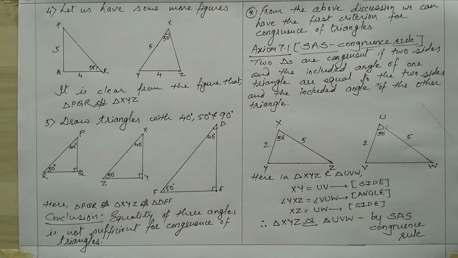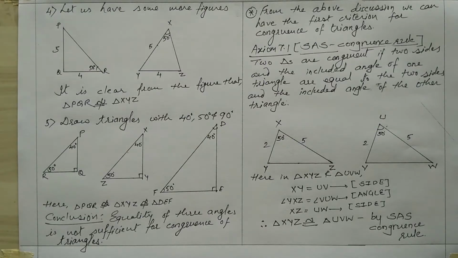Okay, let us have one more figure. Draw triangles with 40 degrees, 50 degrees and 90 degrees. You can see the angles are same in these 3 triangles, but then also you cannot say these 3 triangles are congruent. So what we can say, equality of 3 angles is not sufficient for congruence of triangles.